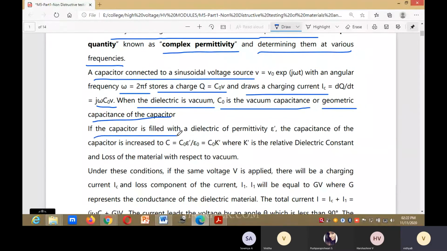If the capacitor is filled with a dielectric of permittivity ε', the capacitance of the capacitor is increased to C = C0 ε'/ε0 = C0 K', where K' is the relative dielectric constant of the material with respect to vacuum.